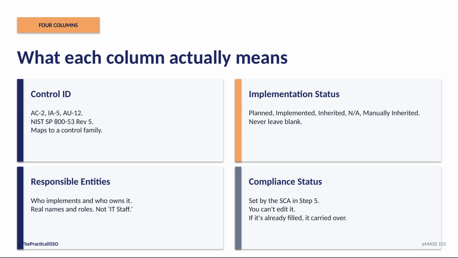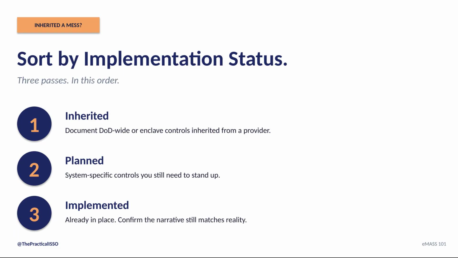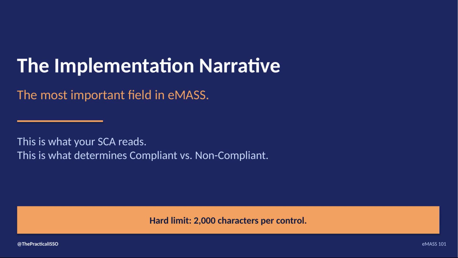Compliance status: set by the assessor during Step 5. You can't edit this field. If it shows up before your assessment, it was carried over from a previous package. When you first open an inherited system with a backlog of blank controls, don't panic. Sort by implementation status. Handle inherited controls first. Those are typically DOD-wide or enclave-level controls. You'll document as inherited from a provider. Then work through planned versus implemented for system-specific controls.